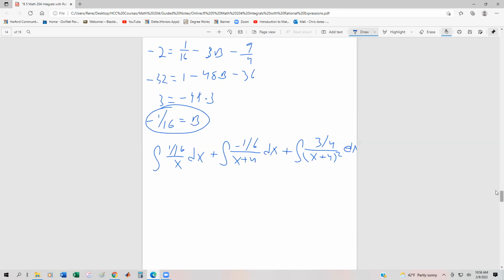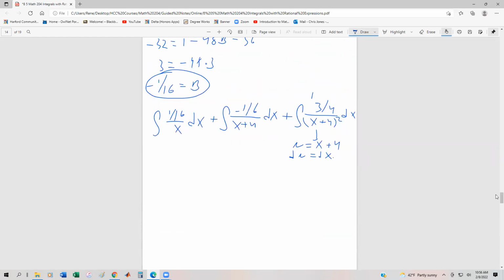Two of these are easy to integrate. The first two are just going to end up being your natural logs. Unfortunately, the last one is going to require a u substitution. So u is going to be equal to x plus 4, du is dx, and I'm just going to operate on that one. I'm not going to worry about any of the other ones for right now.